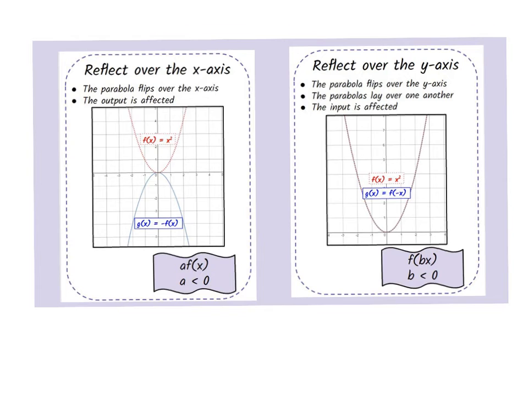So they lay over one another. Okay, the input is affected, so that's b, that's a different variable. How do I know it's input? Because it is inside these parentheses. How do I know it's output? Because it's out here outside the parentheses. All right, so that's the translation and reflection. Pretty much, if you ask me, it works the same way geometric ones do, except for that rule x minus c, which kind of makes it look like it does the opposite of what you think it would do.